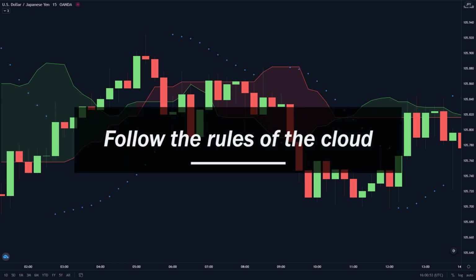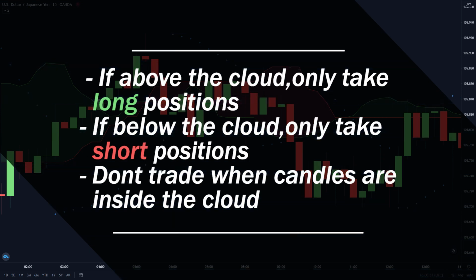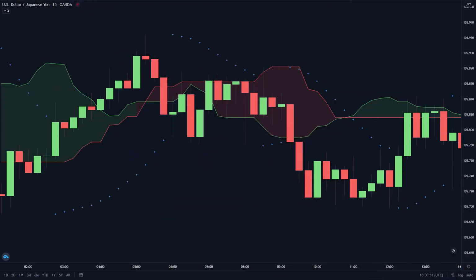So again, we follow the rules of the Kumo cloud, which is if the candles are above the cloud, only take long positions, and if the candles are below the cloud, only take short positions. And don't take positions if the candle is inside the cloud.